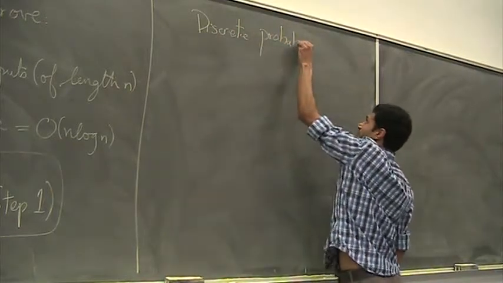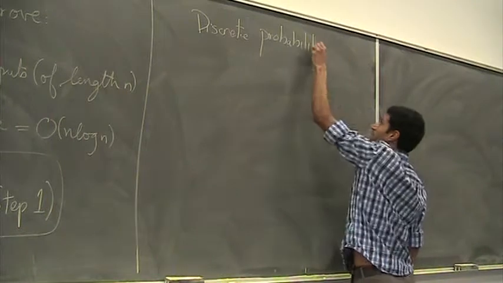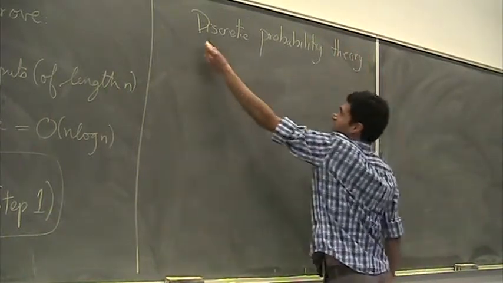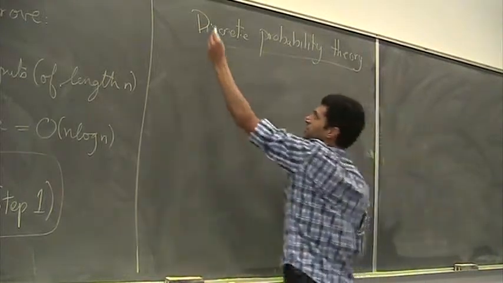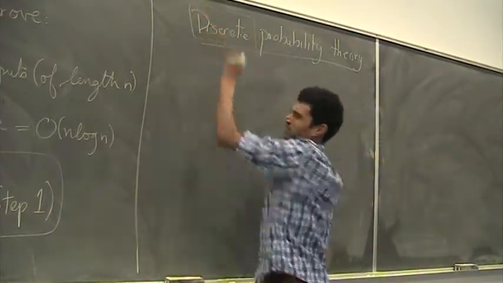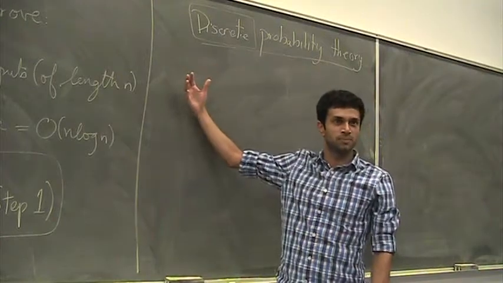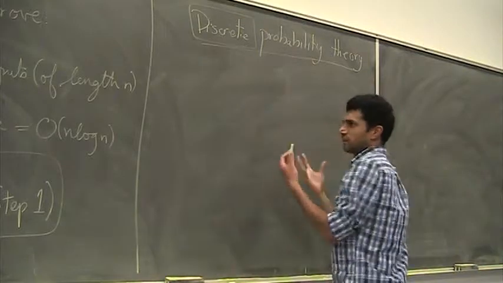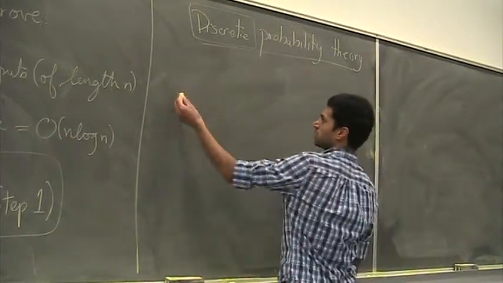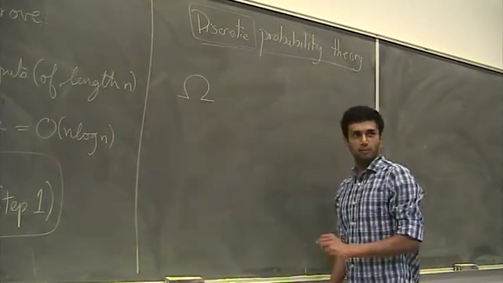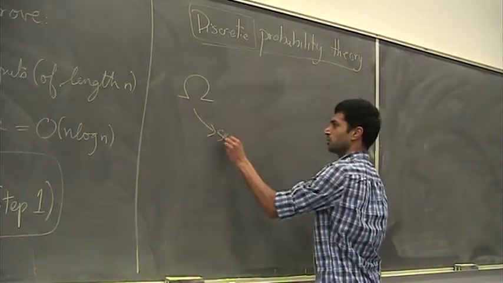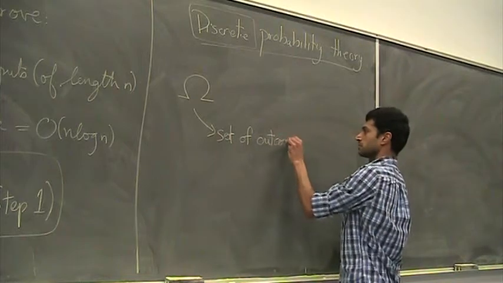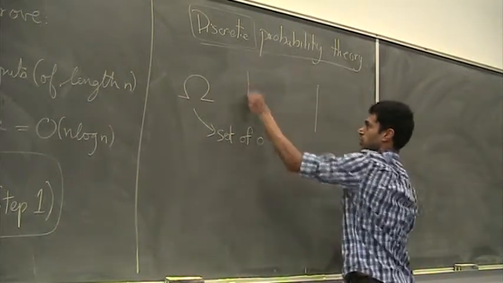Probability. I mean, it's basically just probability theory. But the reason I want to emphasize the discrete is it makes lots of things easier. And I want you to really think about it in terms of a discrete set of events. So how does this work? Usually you have omega, which is a set of outcomes. I'm just going to draw this way.